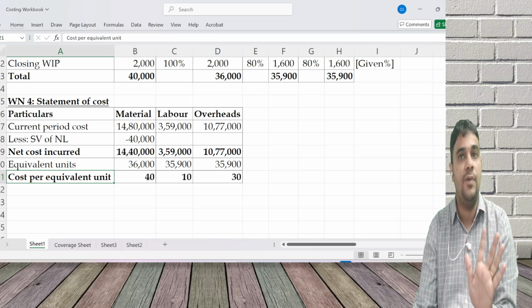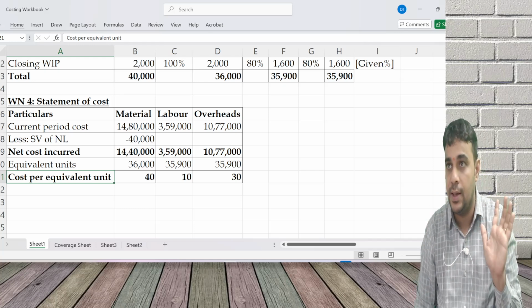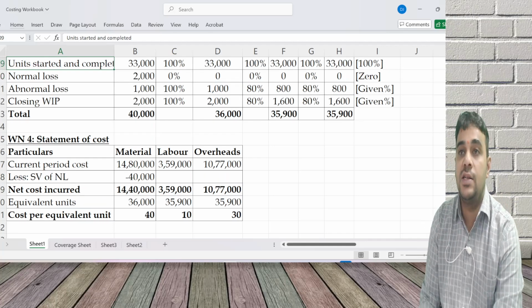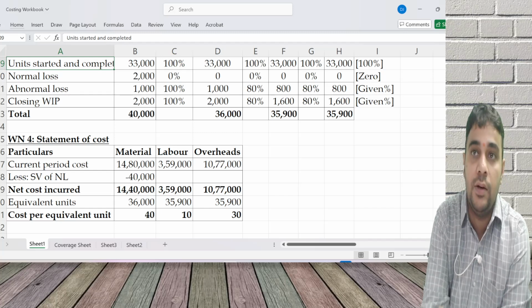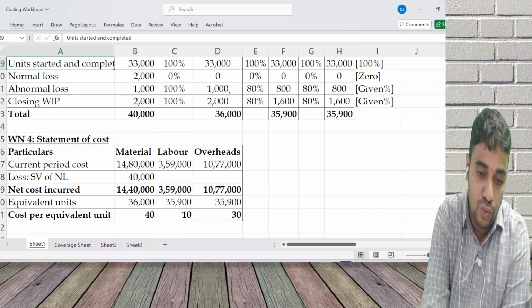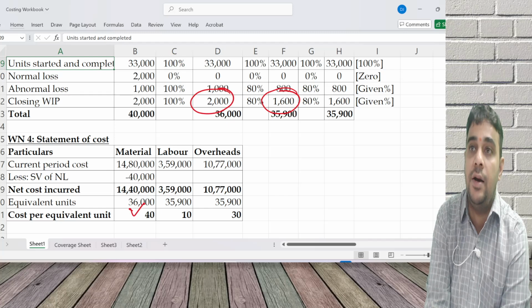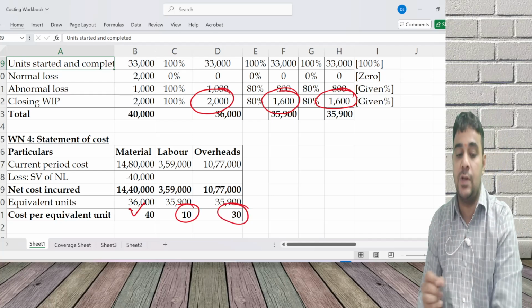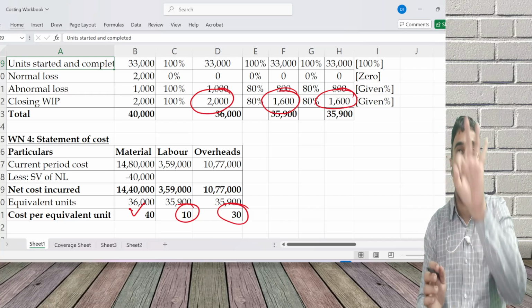Earlier we were doing the same thing, but this 40, 10 and 30 was clubbed together and you got a single number. Now, if I want to know the value of closing work in progress, it's very simple: 2000 into 40 rupees plus 1600 into 10 rupees plus 1600 into 30 rupees. We wanted three items to be valued.